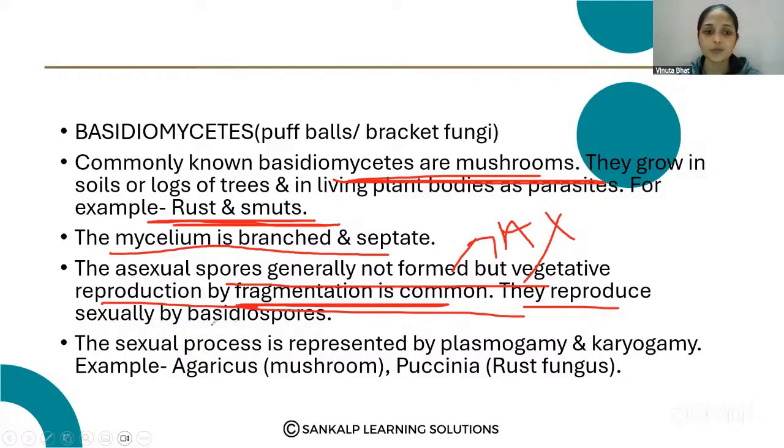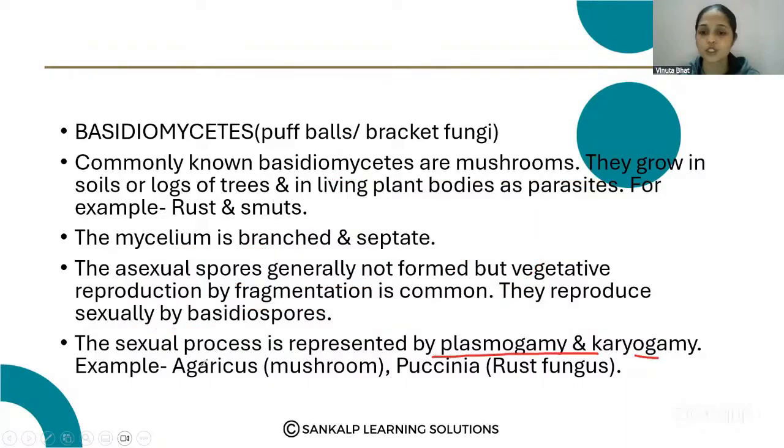They produce sexual spores called basidiospores, hence the name basidiomycetes. And there is plasmogamy, karyogamy, and the formation of basidia takes place. Examples: Agaricus, the mushroom, and Puccinia, which causes rust disease in wheat, hence it is called the rust fungus. Here they produce the basidiospores, the sexual spores.